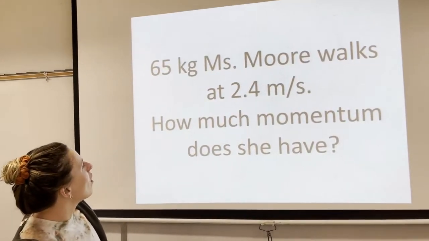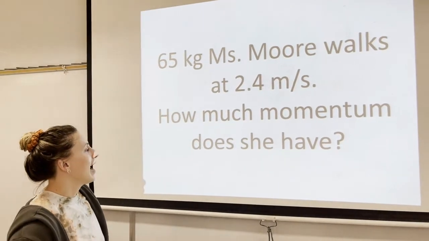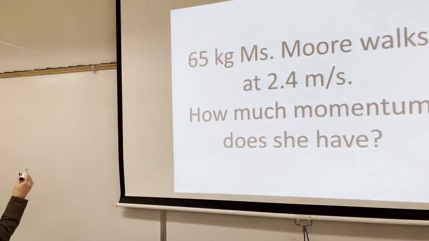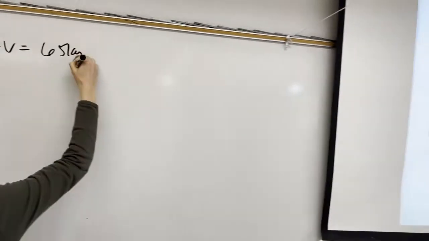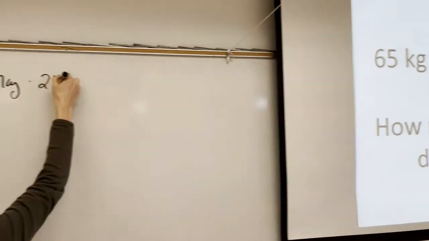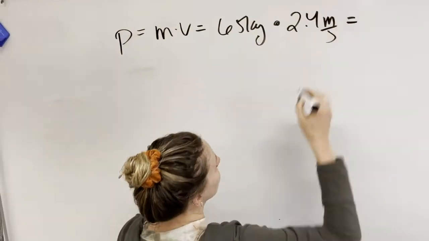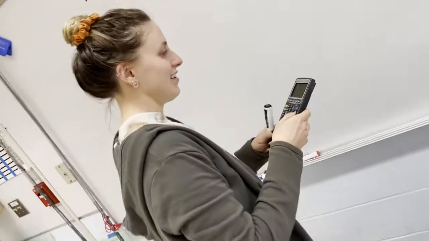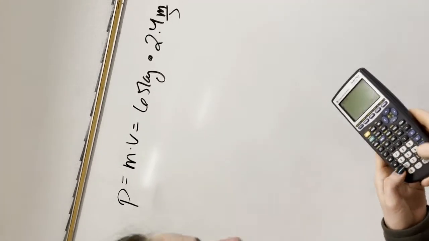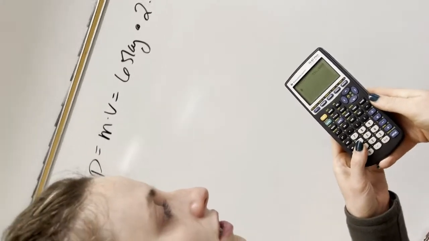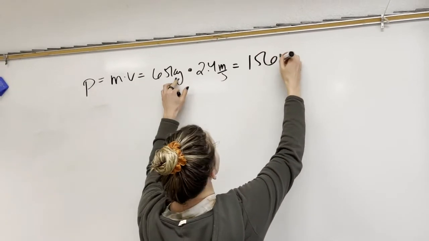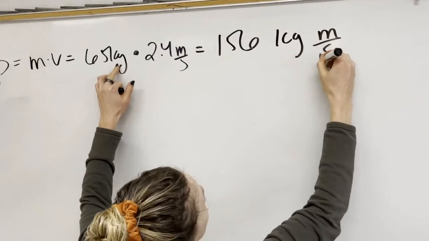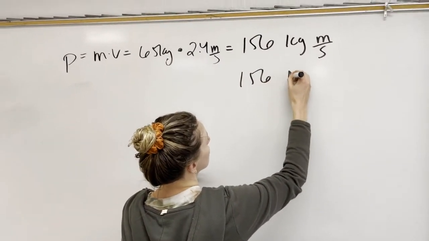65 kilogram Miss Moore walks at 2.4 meters per second. How much momentum does she have? Okay, well, momentum is mass times velocity, and I am 65 kilograms of mass, and my velocity is 2.4 meters per second. Isn't this easy? I think so. Look at that. Okay, so 65 times 2.4, and I get 156. 156 what? Kilogram meters per second, or we can call this 156 Newton seconds.